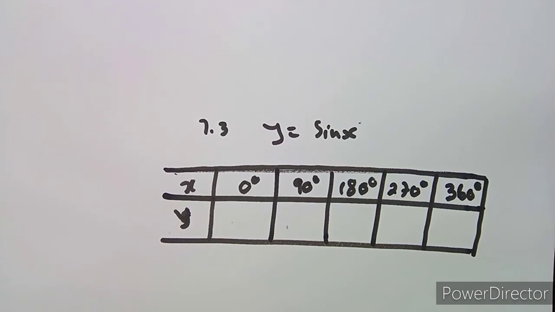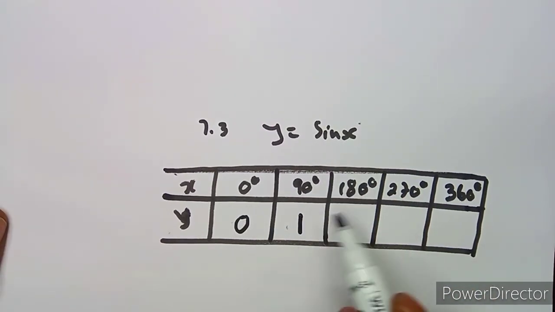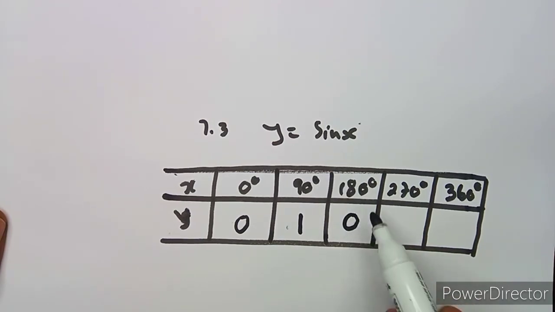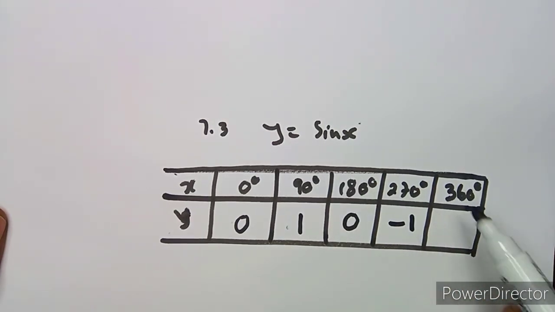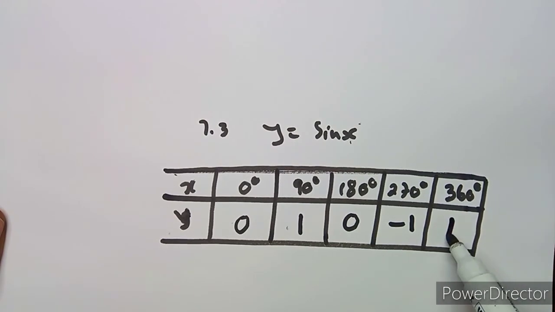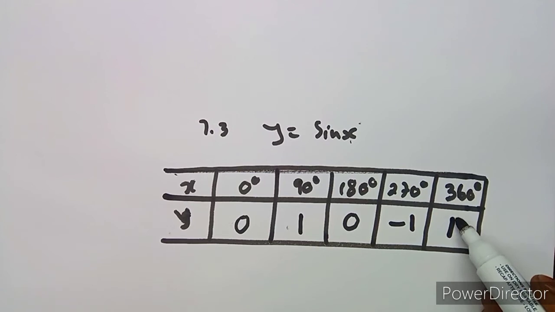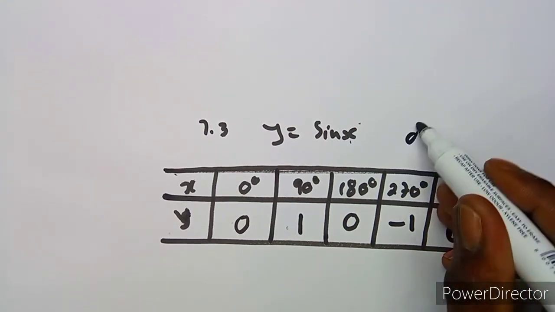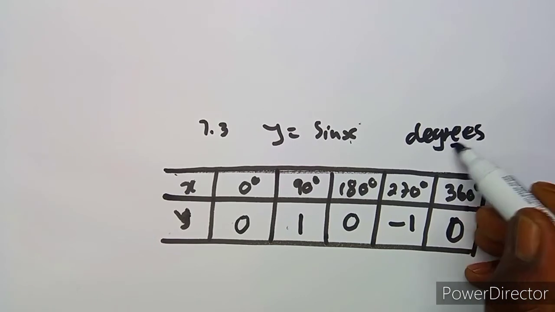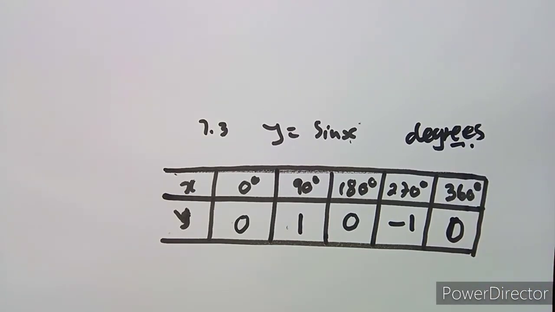Sine 0, I'm just substituting here. Sine 0 is a 0, sine 90 is a 1, sine 180 is a 0, sine 270 is minus 1, sine 360 is a 0 there. Not a plus 1, but a 0. Okay, so make sure that you use your calculator properly, and also that your calculator is in degrees. Here we are in degrees, guys, so make sure that your calculator is in degrees.